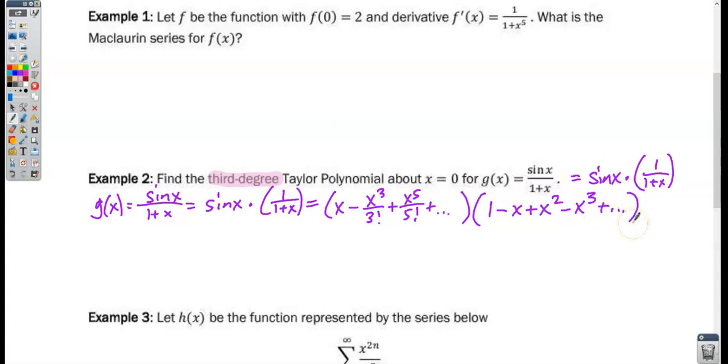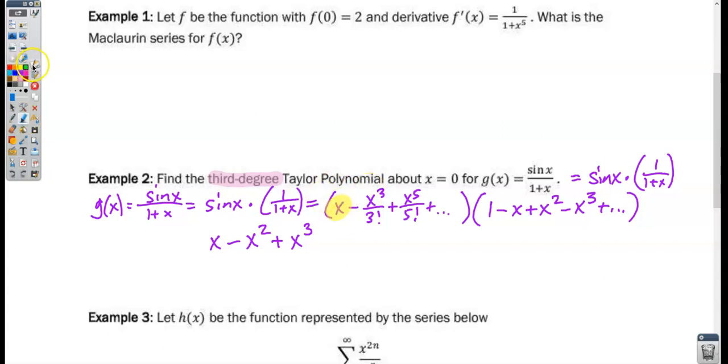Now, as I multiply this out, remember we're trying to find the third degree Taylor polynomial, so all we want is terms up to the third power. So what I'm going to do is take the sine series and multiply that times the terms from the 1 over 1 plus x up until I get to the third powered term. So I've got x times 1 is x, and x times minus x is minus x squared, and x times plus x squared is plus x cubed. Those are all the terms that will appear in the third degree Taylor polynomial from that.